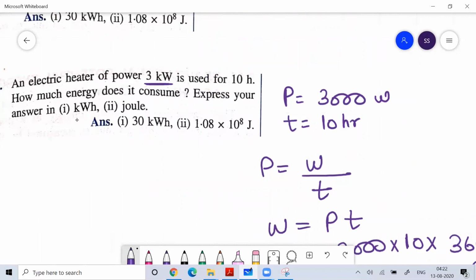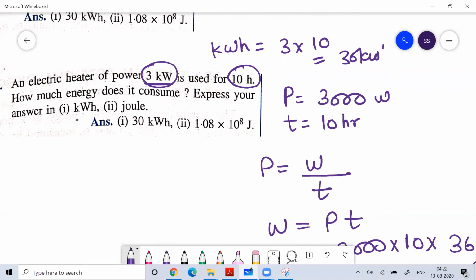The other way, if you directly would have done it: 3 kilowatt for 10 hour. So kilowatt is 3 and hour is 10. That would be 30 kilowatt hour. Directly you could have done that.